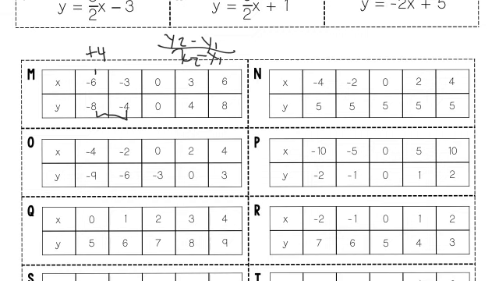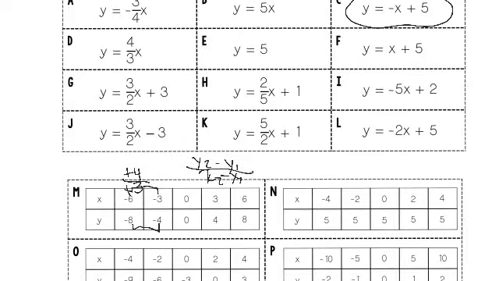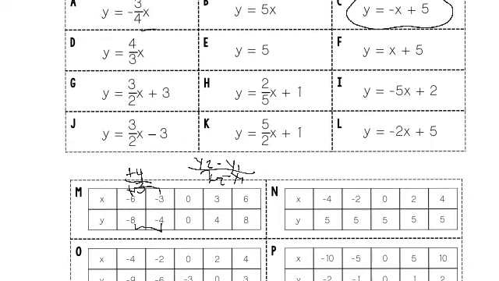All right, now what is the change from -6 to -3? Well, to get from -6 to -3, I have to add 3. So the change in y is 4. The change of x is 3. Do I have an equation up here with a slope of 4/3? Yes, D. So that would be this M belongs to D.